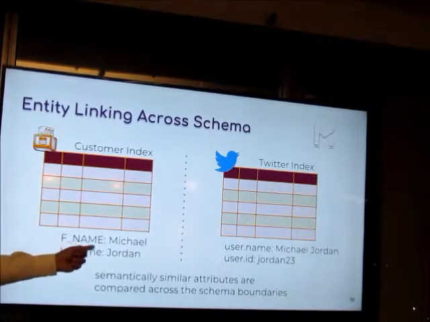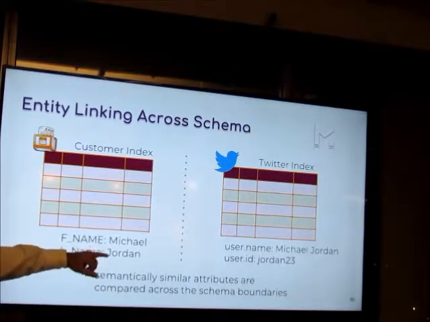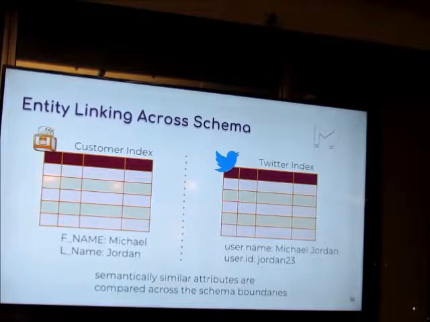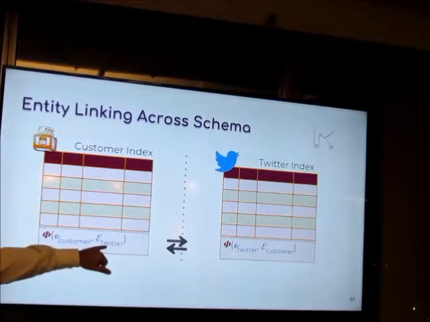So first name over here can be matched to user.name over there, last name over here can also be matched to user.name, and so on and so forth. And then what I can do is, when I need to match entities from my customer data set to my Twitter data set, I can run a match query or match strategy where I take a customer and I search against the Twitter index itself, Twitter entities.